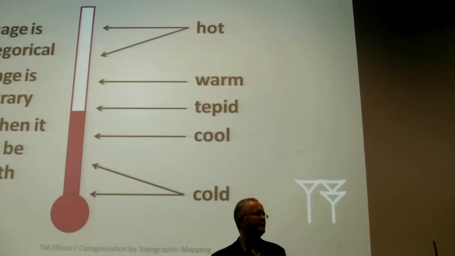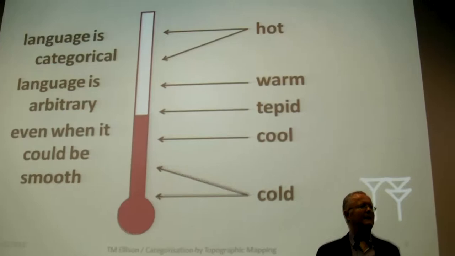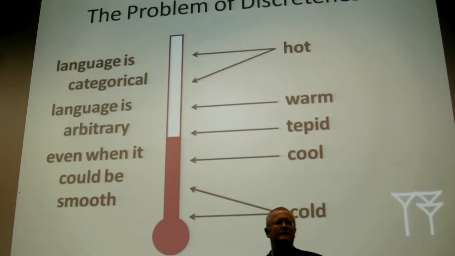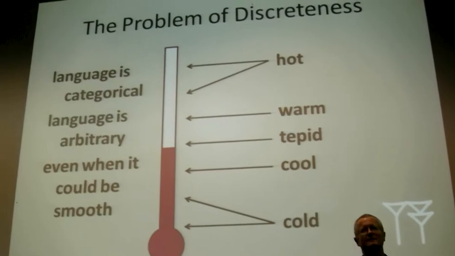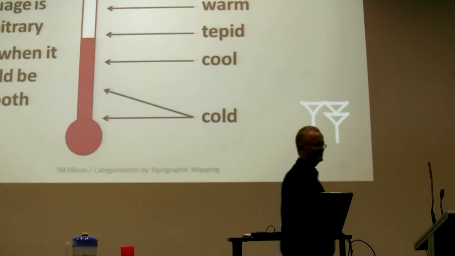while the environment that we live in is continuous, our language and the concepts that we express through it are largely categorical. That means they're chunked, they come in pieces. And what's more, our representations are arbitrary. So let's have a look at a nice, simple situation where we have a scale. In this case, the thermometer.